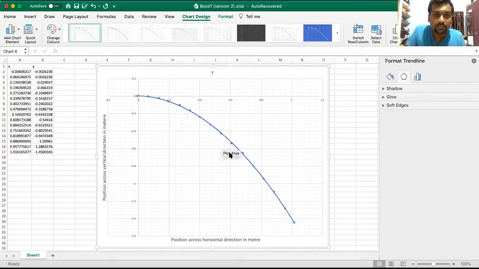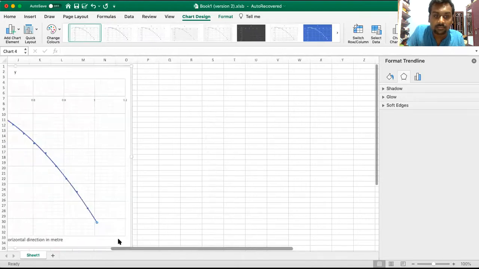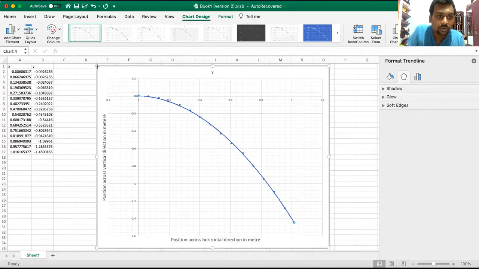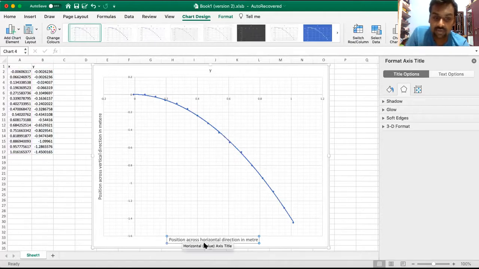So as you can see over here, this is the graph which I got by plotting the x and y positions of the ball being projected horizontally. You must be interested by the fact that this looks like a parabola, but please remember, in this case we have positions on both the axes. We have position across the horizontal direction in the x-axis and position across the vertical direction in the y-axis. So there is no time involved in the x-axis here.